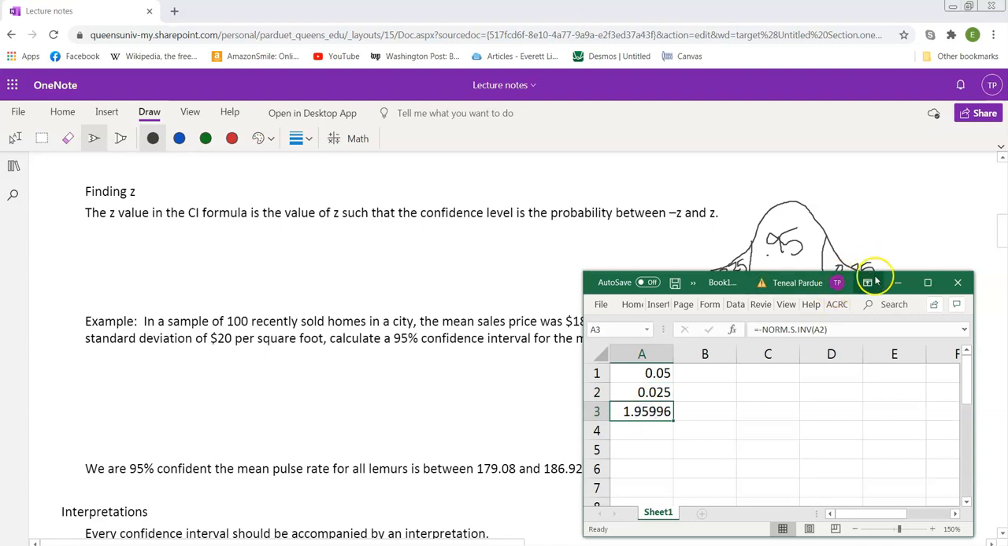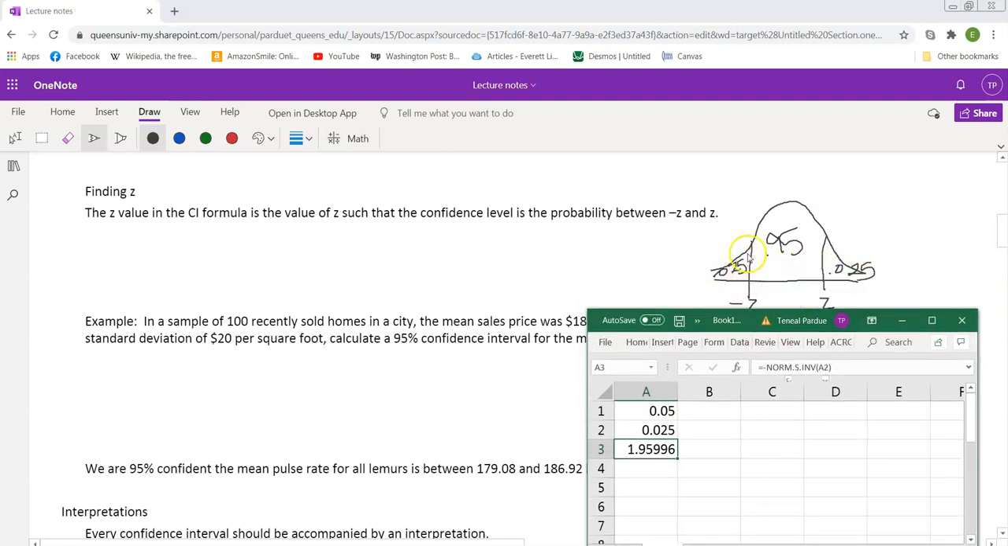And then to find the lower value, we just do NORM.S.INV of the 0.025 over here, this lower limit. But that'll give us the negative. We want the positive. So we just change the sign on it. So this will always give you the value of z you want.